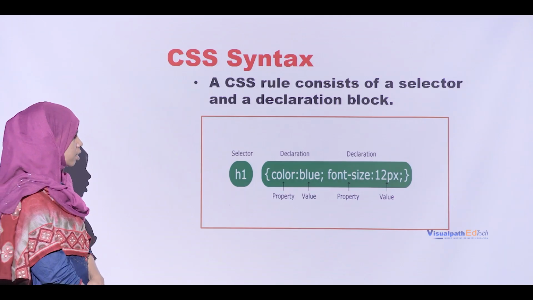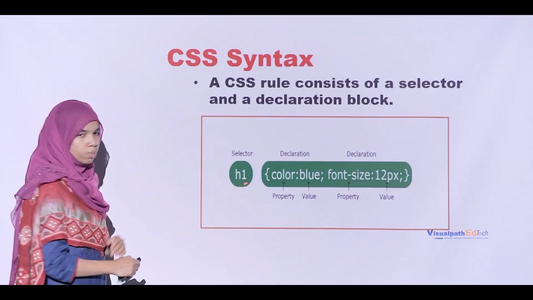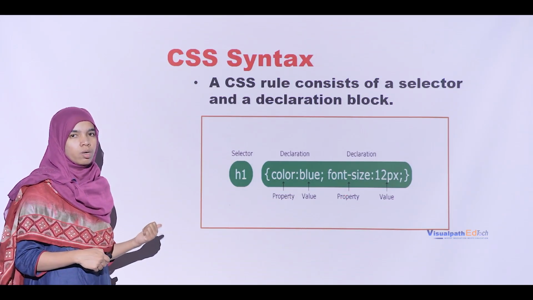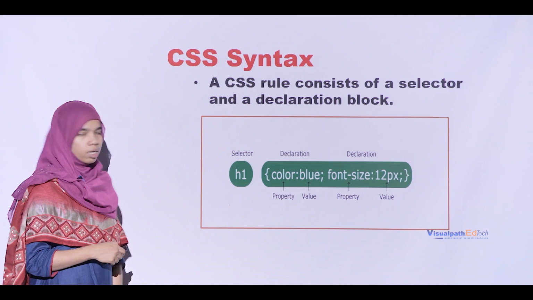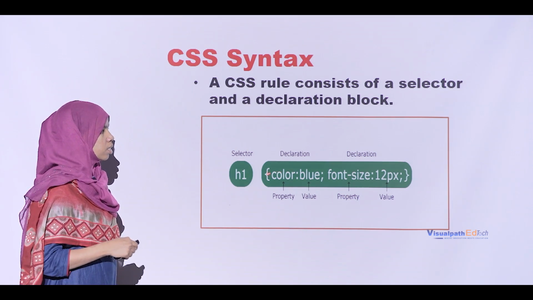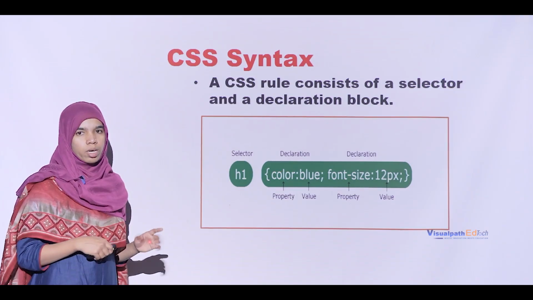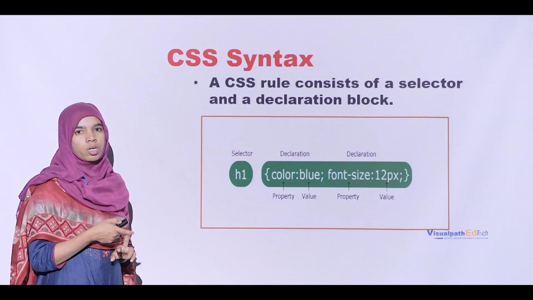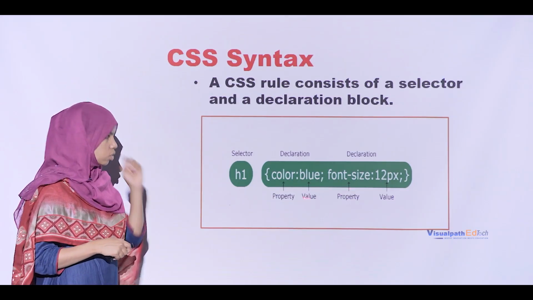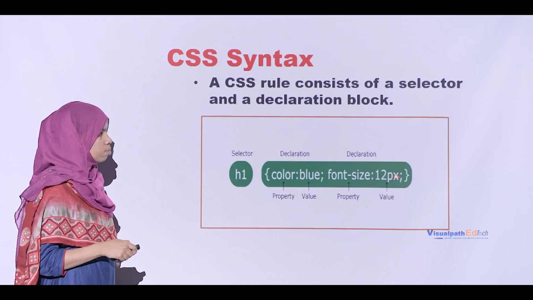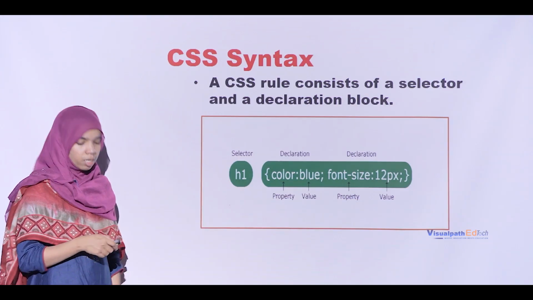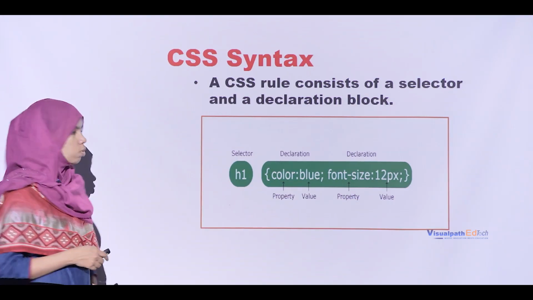In the selector, basically we go with the tag names. Either you want to apply it on the body tag, the H1, the paragraph or the image, whichever tag you want to apply it to, you will select that tag name here. Then the declaration: whatever you want to apply, either the color, the font or the alignment, you will write the declarations in curly braces, separated by a semicolon. As many attributes can be added there, separated by semicolons.